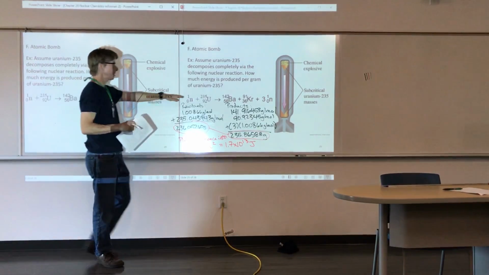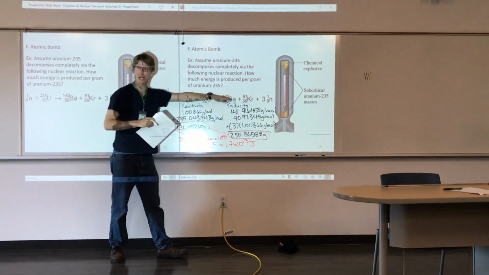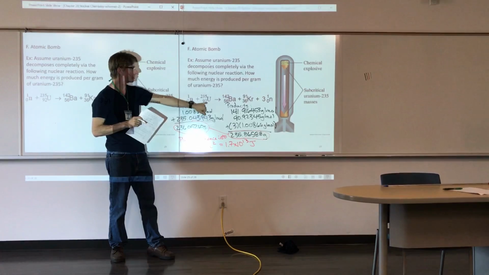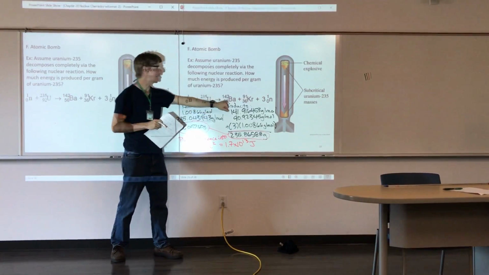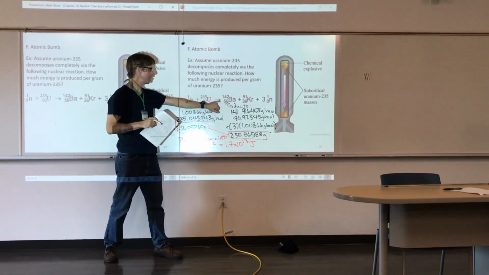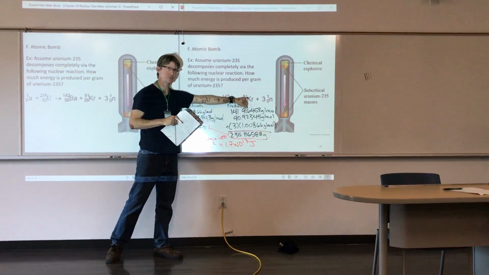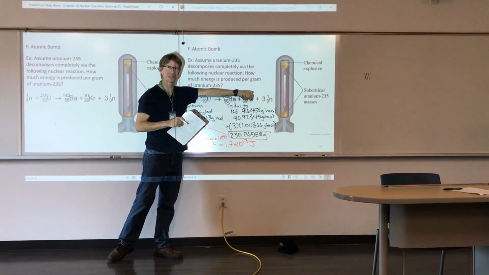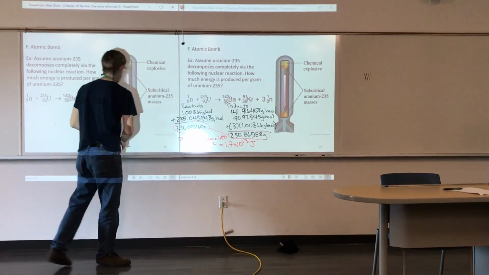And like I said, there are over 100 different possible pathways for when this nucleus breaks down. It doesn't have to be these two, but it does have to add up to the same mass numbers and proton numbers.